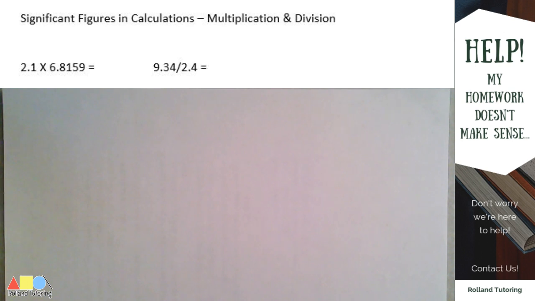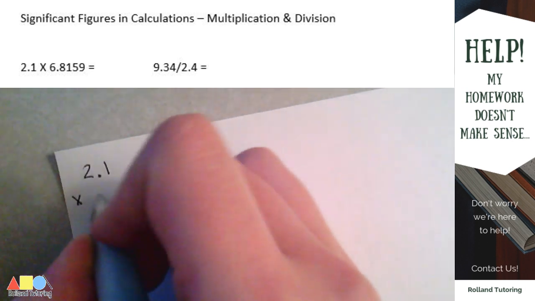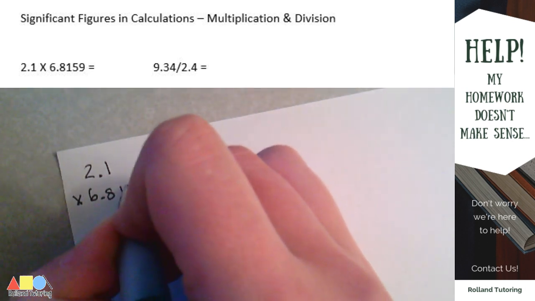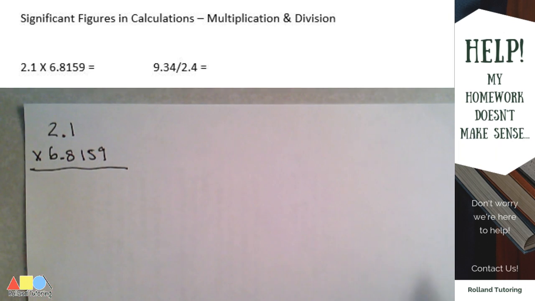So today we are continuing our discussion on significant figures in calculations, and more specifically, what do we do with them in multiplication and division. So we'll go ahead and get started with our first problem here. 2.1 times 6.8159. So if you remember, in addition and subtraction, we couldn't have more numbers to the right of the decimal point than either of the two answers.